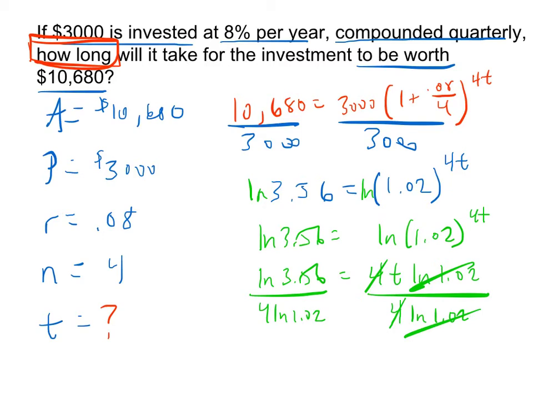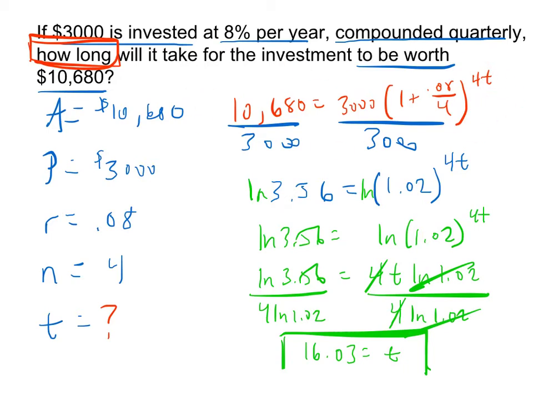that this is 16.03 equals t. So I know it's going to take about a little over 16 years for this investment to be worth $10,680. And again, I set this up just like I did last week. I set up my equation, and then I solve for my missing variable, which is the t.